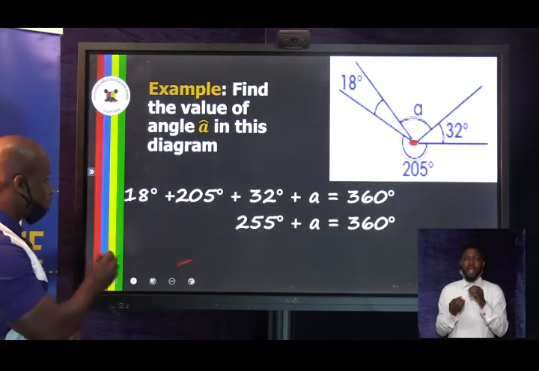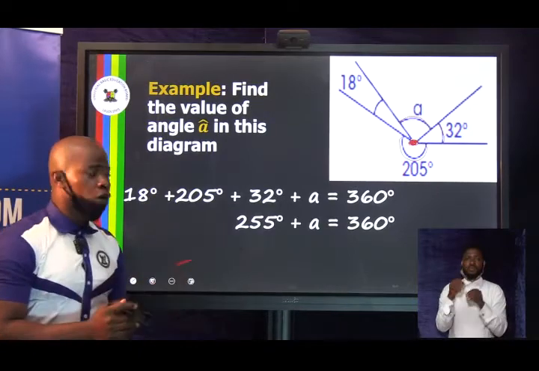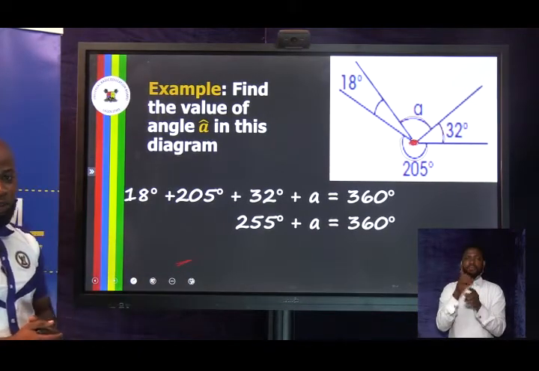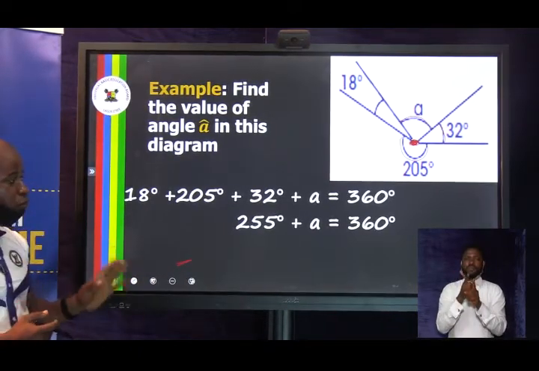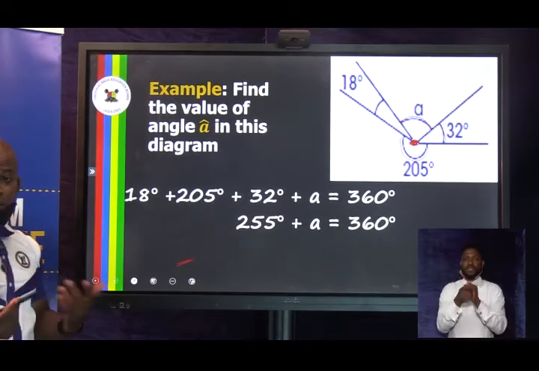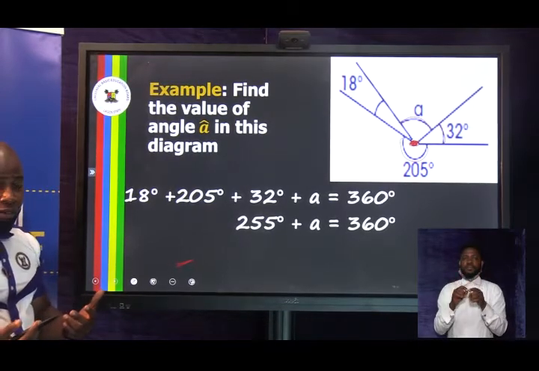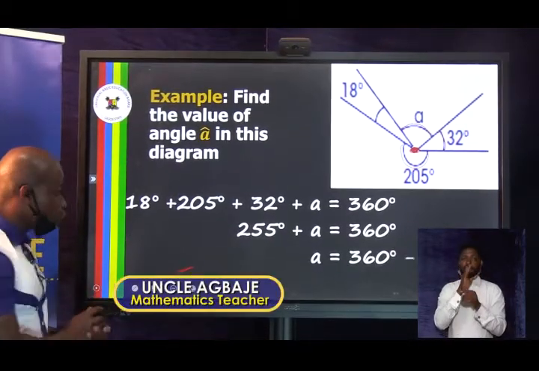So now I've added all these numbers for you. 18 plus 205 plus 32, that will give us 255. So you just complete it. You have 10 seconds. You should begin by moving your number to the right side. And then remember to change the sign. Find the difference. And your answer should be coming up right about now.